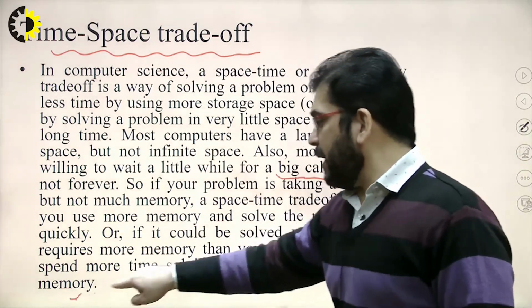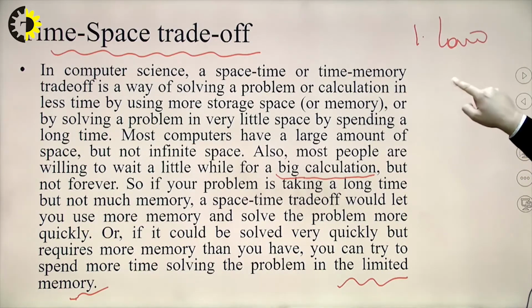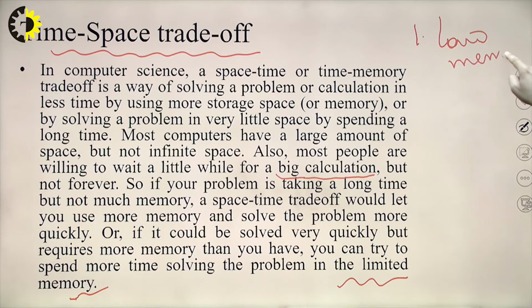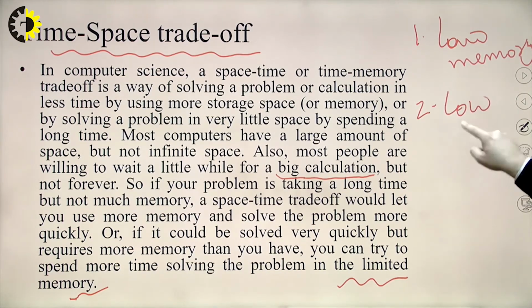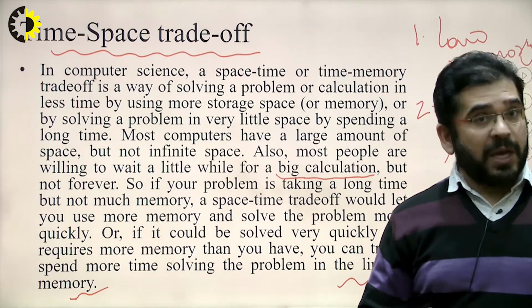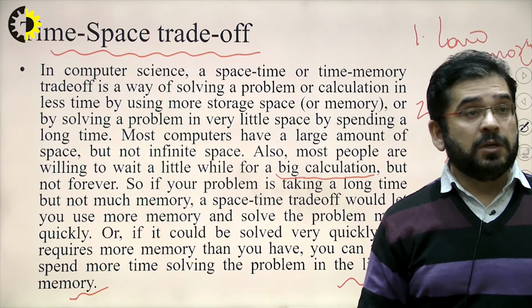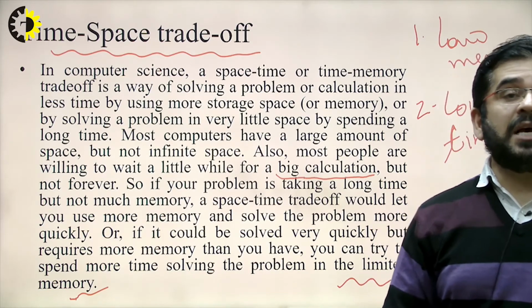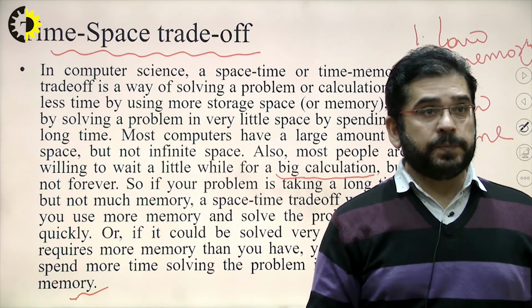So two cases actually arise here. One is low memory, second case is low time. Both these cases can be adjusted with the help of the time space trade-off. If you are running low on memory, then time can be increased. If you are running with low time, then memory can be increased. So adjusting the time and space as per the requirement, that is called the time space trade-off.